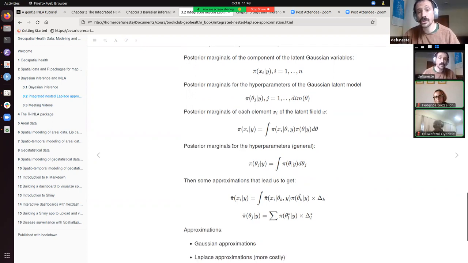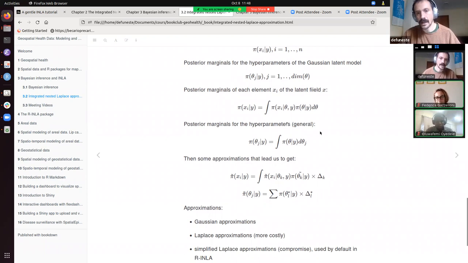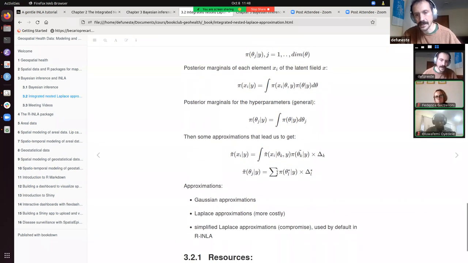Then the posterior marginal of the hyperparameters, theta. I'm not sure, I do not understand why it's theta G. It should be theta to my understanding, but I could be wrong. At the end, this allows us to get what we want with a bunch of approximations and calculations, which is basically an approximation of the probability of the parameters knowing the data. Let's take the sum of the probabilities of the parameters knowing the data times an approximation.